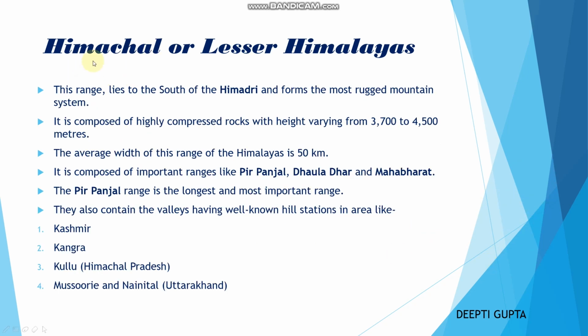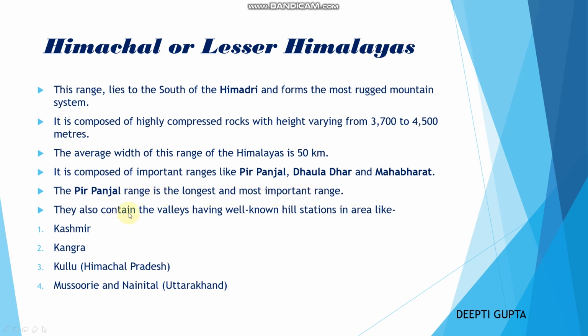Now coming to the second, the Himachal or the Lesser Himalayas. This range lies to the south of Himadri and forms the most rugged mountain system. It is composed of highly compressed rocks with height varying from 3,700 to 4,500 meters. The average width of this range is 50 km. It is composed of very important ranges like Pir Panjal, Dauladhar and Mahabharat. The Pir Panjal range is the longest and most important.